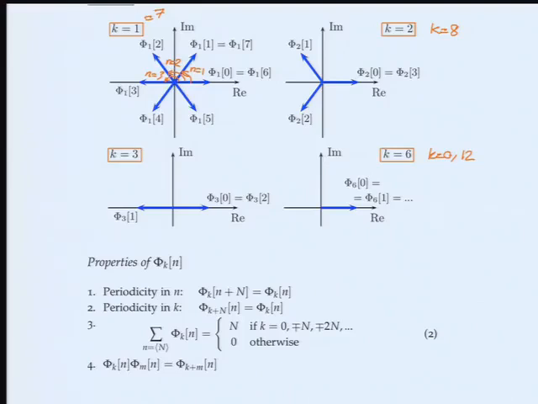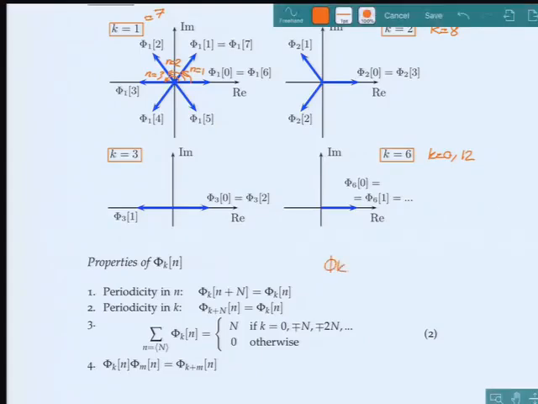So let me write it anyway. Phi sub k was e to the j k 2 pi over n times little n. If I change its argument to n plus N, I'm going to get e to the j k 2 pi over n times little n plus big N. And that separates as e to the j k 2 pi over n times n, times e to the j k 2 pi, because the big N's will cancel and this is equal to 1. So by construction, these are periodic, so that's the easiest property.